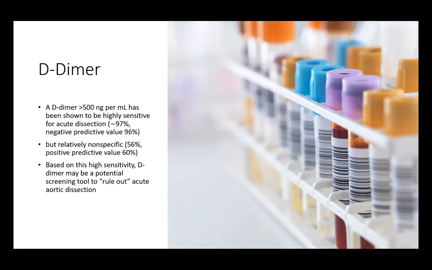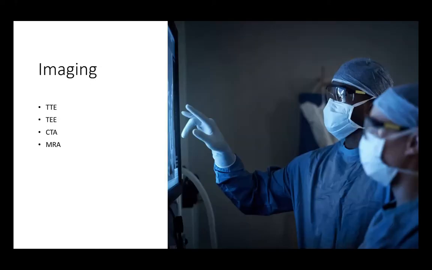So if you have a patient presenting with chest pain, aortic dissection is on the differential. You want to rule it out. A D-dimer can be very useful. But of course, if you want to diagnose aortic dissection, you really have to see it. Some of the imaging modalities you can use are transthoracic echo, transesophageal echo, computed tomographic angiography, or MRA.